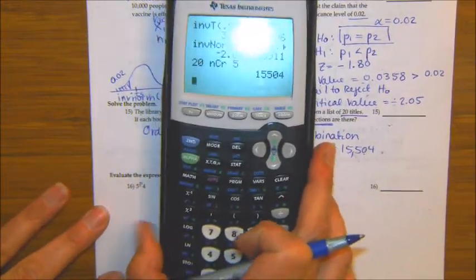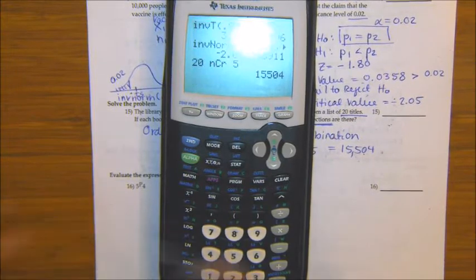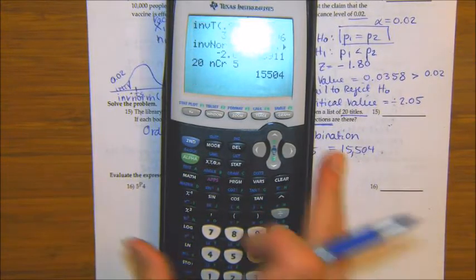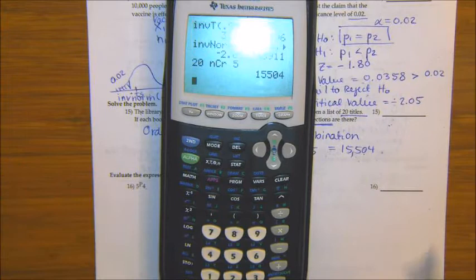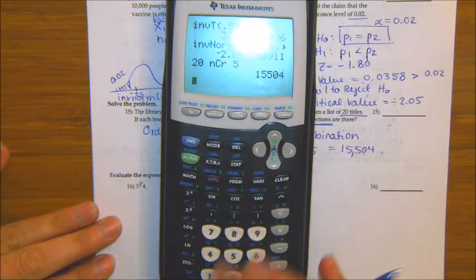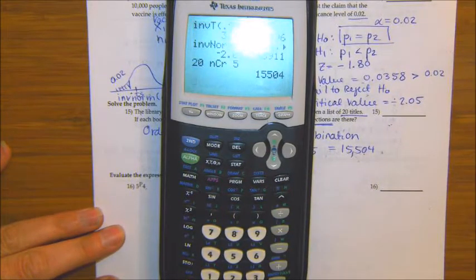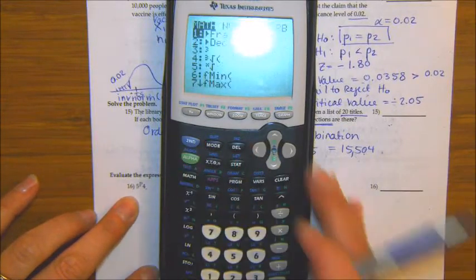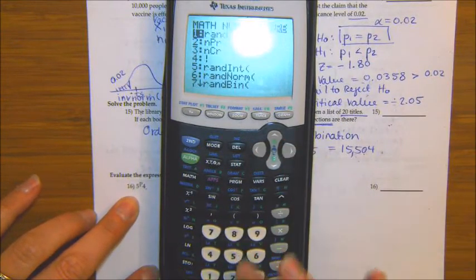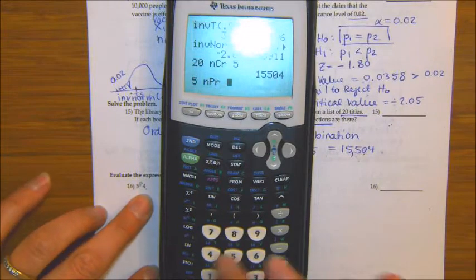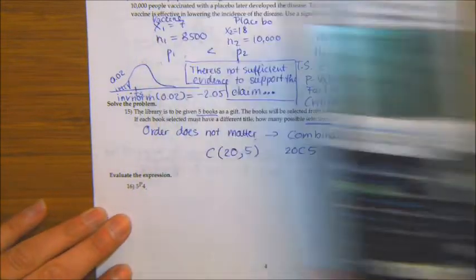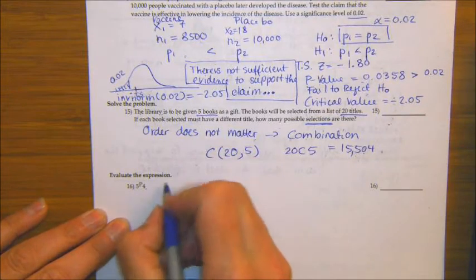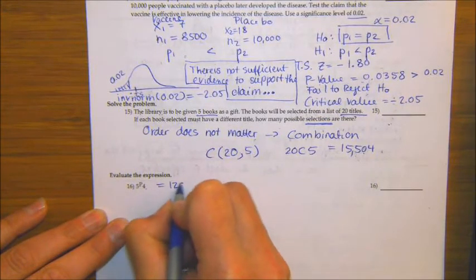And then the last question is 5 permutation 4. So in how many ways can you permute 4 items chosen out of 5? And this time permutation means order matters. So we put the n in first, we go to math, probability, nPr, and we're going to choose 4. So 5 P 4 is equal to 120.